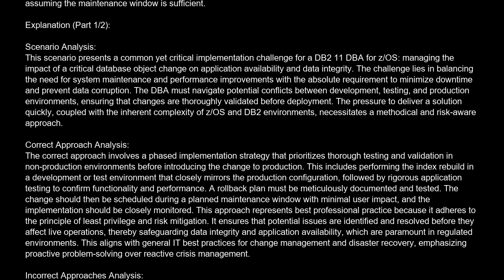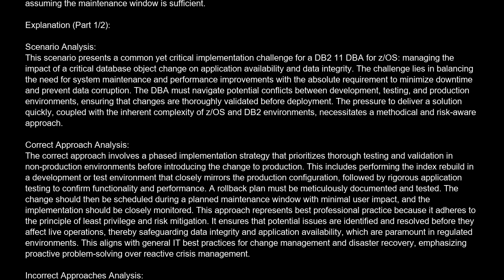Correct approach analysis. The correct approach involves a phased implementation strategy that prioritizes thorough testing and validation in non-production environments before introducing the change to production. This includes performing the index rebuild in a development or test environment that closely mirrors the production configuration, followed by rigorous application testing to confirm functionality and performance. A rollback plan must be meticulously documented and tested. The change should then be scheduled during a planned maintenance window with minimal user impact, and the implementation should be closely monitored.